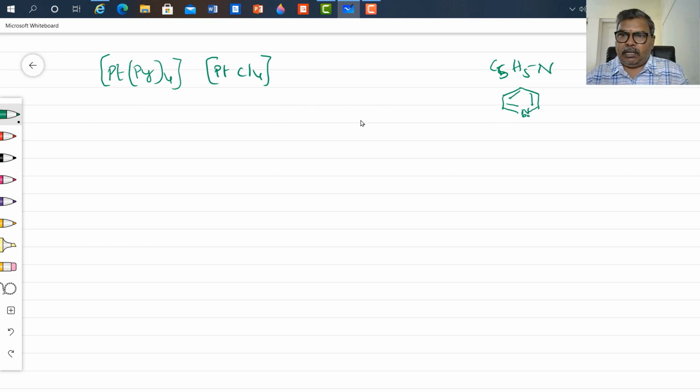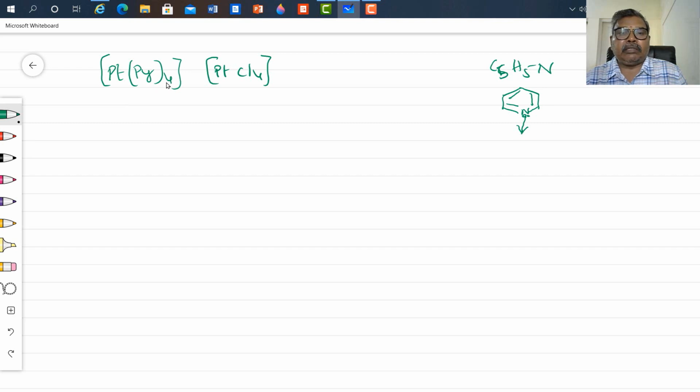So each pyridine donates one electron pair, therefore it is a monodentate ligand. Coordination number 4, because platinum is accepting 4 electron pairs from 4 pyridine ligands. In the anion complex, platinum is the transition metal ion and 4 chloride ions are present. So the coordination number of platinum in both cation and anion complex is the same, 4.